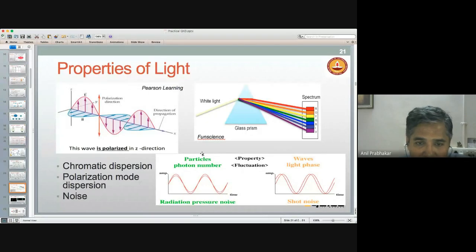So particles and photon numbers create radiation pressure noise. Wave-like behavior has a phase. The phase is basically a wave going up and down, and what we have drawn is a sine wave if the zero is at the center. And you'll notice that the two of them are offset. That means one of them has a different phase than the other one. In the first picture, both have the same phase, but they have different amplitudes.